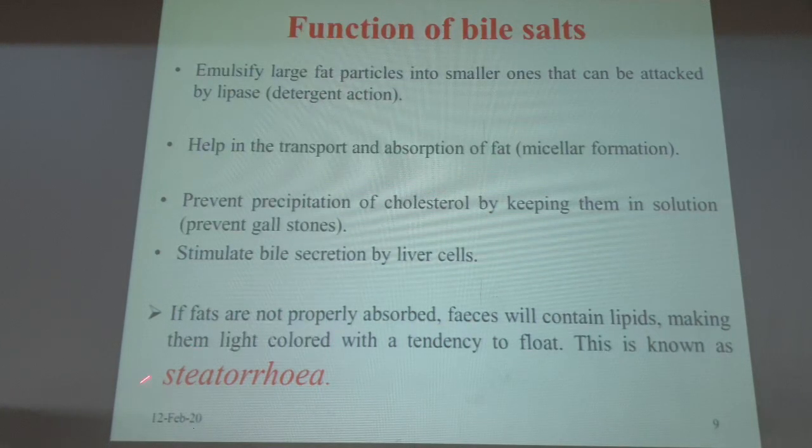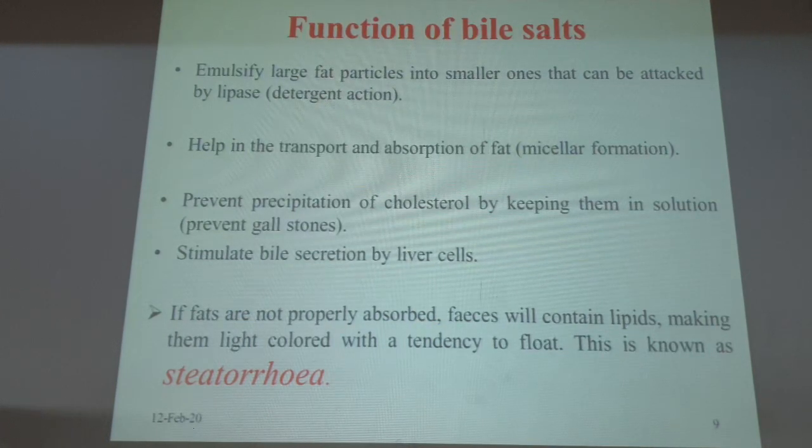This is a condition called steatorrhea. Whenever there is a defect in the absorption of fat, of course, there is no proper digestion. If there is no proper digestion of fat and the fat is not being absorbed in the intestine, what happens? The fat will remain in the feces. Steatorrhea is a type of diarrhea.